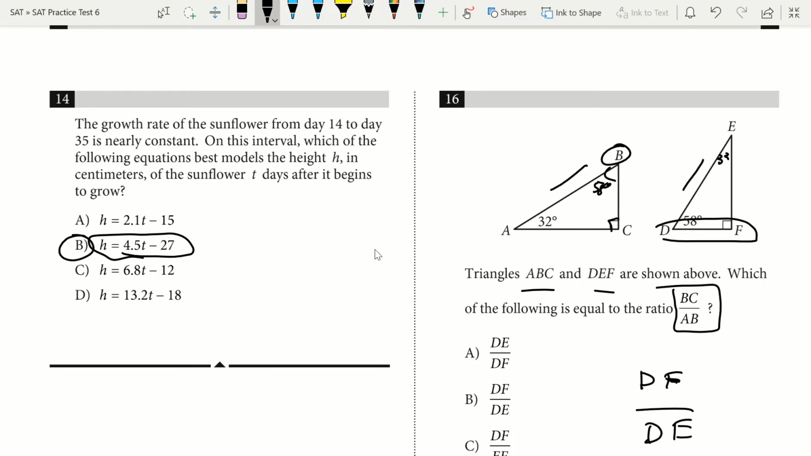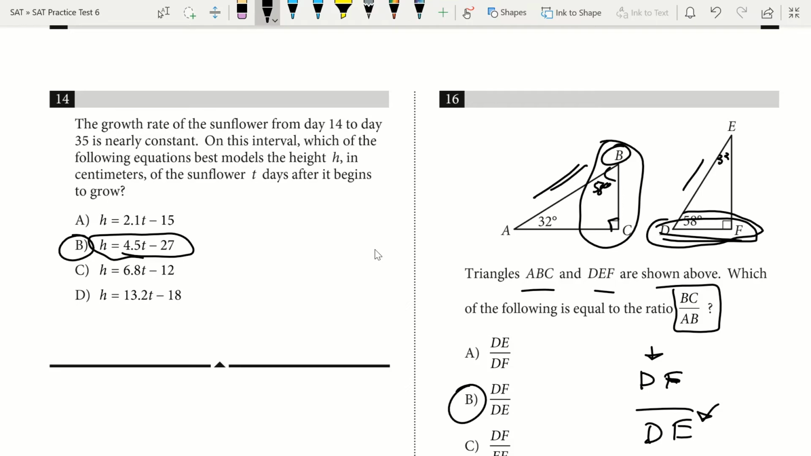So we have BC going right here, angle 58 to the right angle, and then we have DF is its corresponding one in the other triangle, from D to F, 58 to the right angle, and then we have that over AB, which is our hypotenuse, which will be over DE in our other triangle. So we're going to have DF over DE, which is going to be equation, or answer choice B.